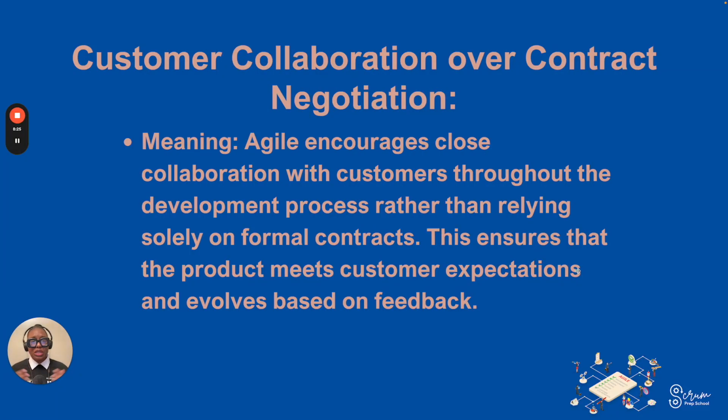Now, customer collaboration over contract negotiation, meaning in Agile, we are encouraged to have close collaboration with customers throughout the development process rather than relying solely on formal contracts. So again, that's not the only thing that we rely on, but it is important because this ensures that the product meets the customer expectation. So a contract might not, or will not, I will say, confirm really all the things that the customer wants to see in terms of what that interaction and collaboration will get you, but we'll have the overall agreement, right?